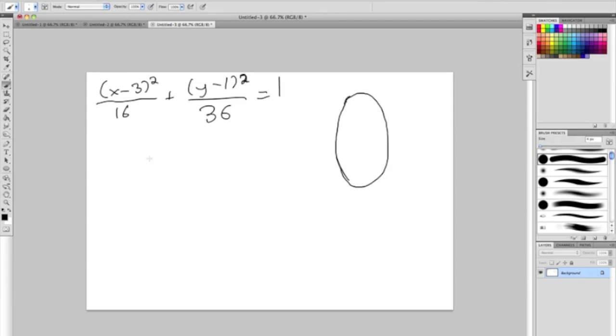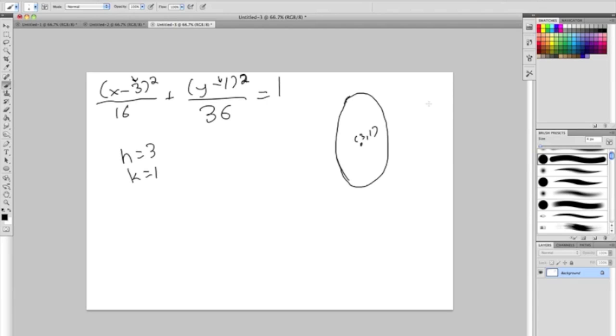Okay. Now what we want to do is identify the center. The center is identified by h and k. h is this one, and k is this one. So h equals 3, and k equals 1. So we know the center of this is 3, 1. Those are the coordinates for the center.